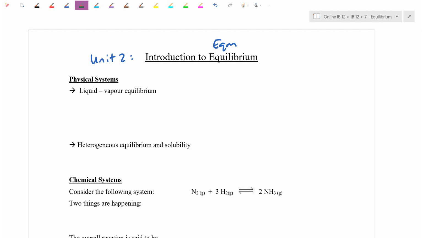So this word here, physical, has to do with, remember, we're creating no new substance, right? So essentially it's a physical change. No bonds have broken, no bonds have formed. So there's two examples of this that we're going to see. First is what's referred to as a liquid-vapor equilibrium. So let's just do an example here.